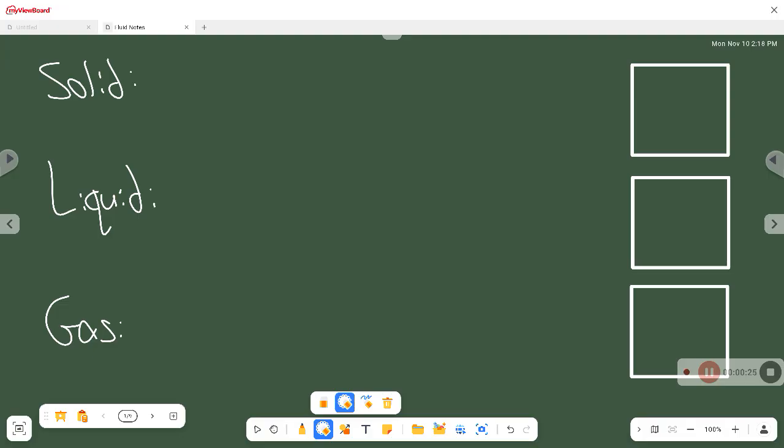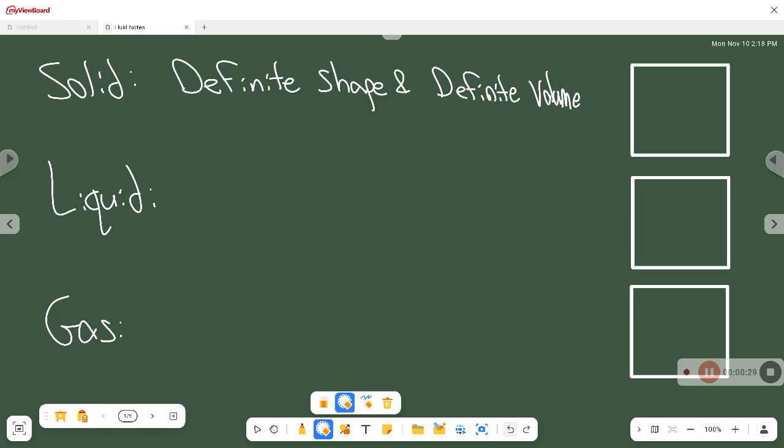So we start with solids, okay? My super simplified definition for what a solid is, it is matter which has a definite shape and definite volume, okay? So shape is the kind of the size, the form that the matter takes, and that is definite, right? A solid object is going to have a shape to it, right? And that's not going to change. And then volume is just how much space it takes up.